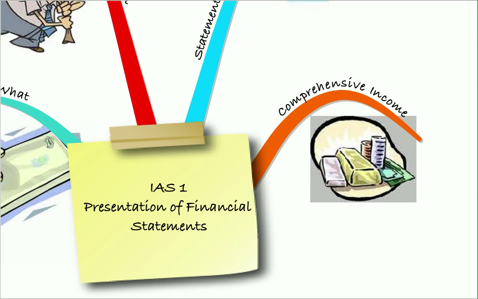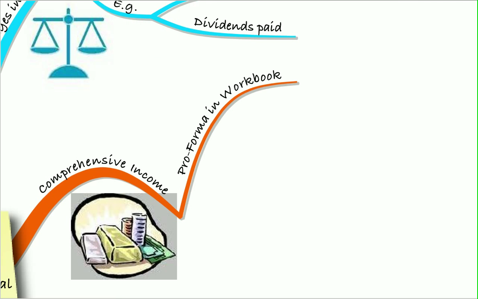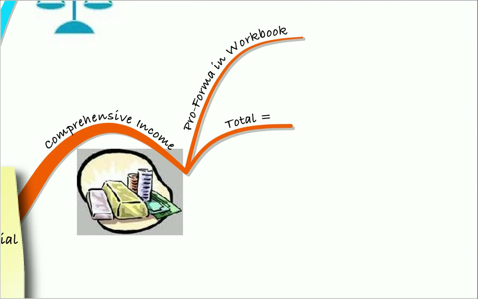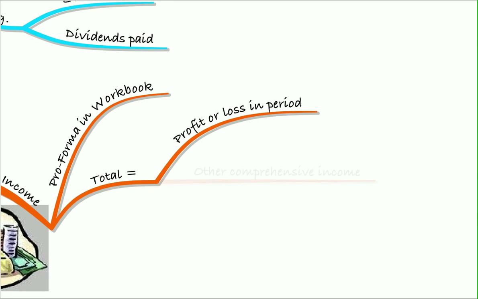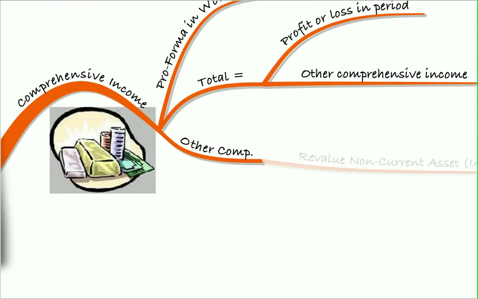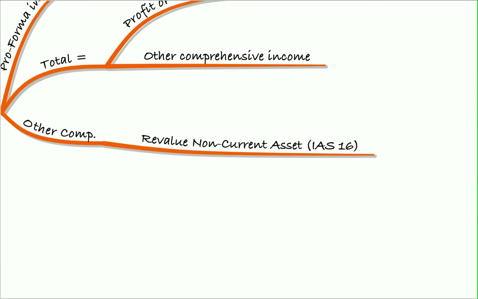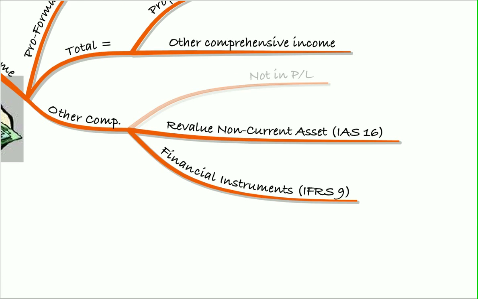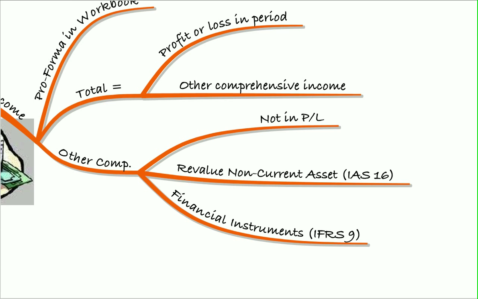When we looked at comprehensive income, remember again there's a pro forma in there. We said that the total of comprehensive income would be the profit or loss in the period plus other comprehensive income. So remember, this other comprehensive income was not shown in the profit or loss and was things like the revaluation of a non-current asset or movements in financial instruments. So again, that's not in the profit and loss, it's movements in reserves that are shown through other comprehensive income.